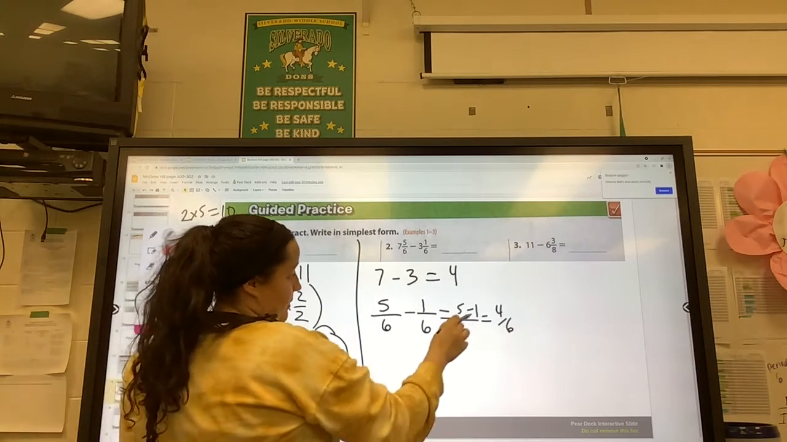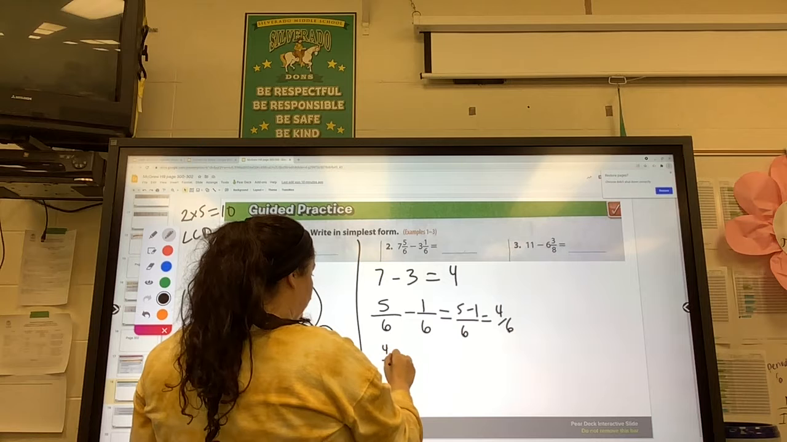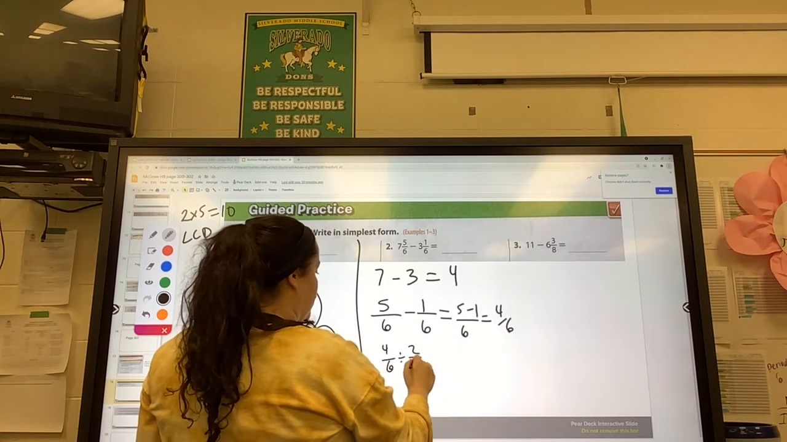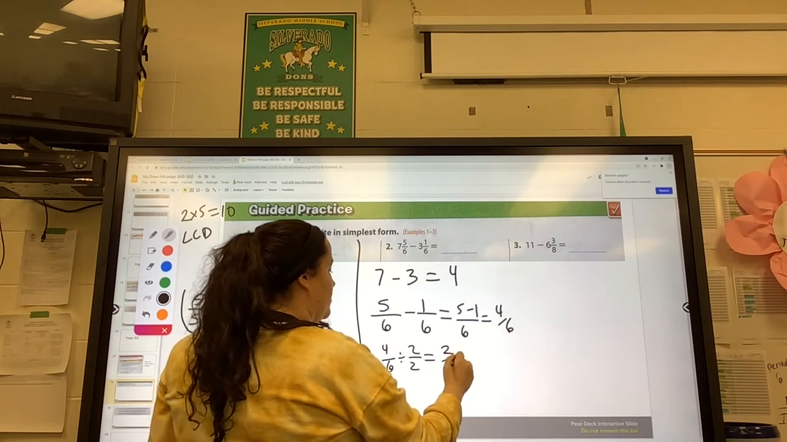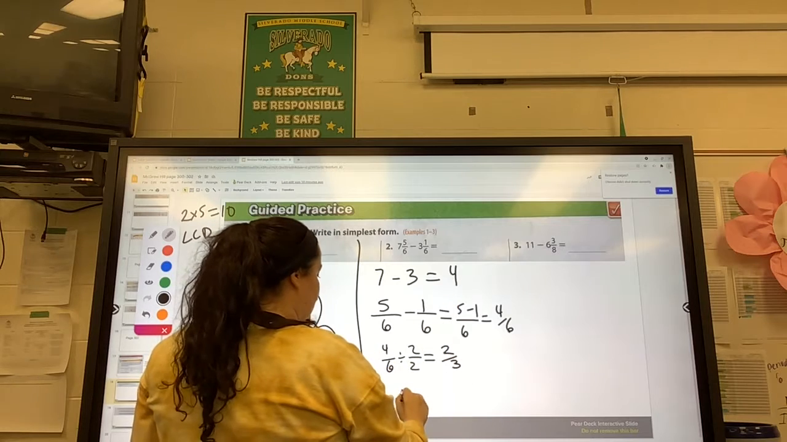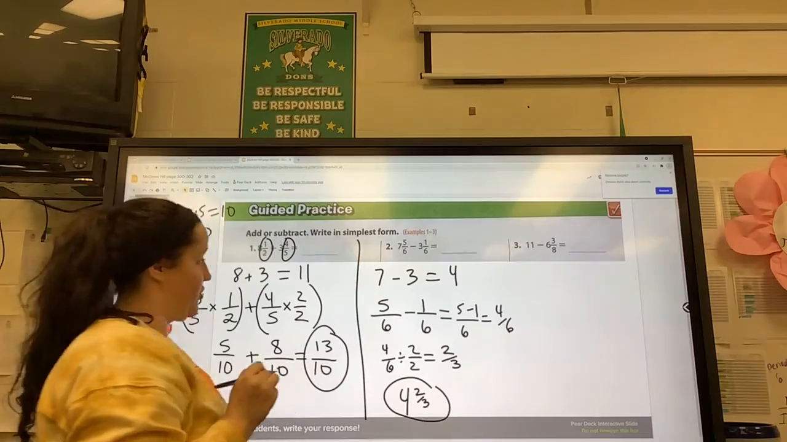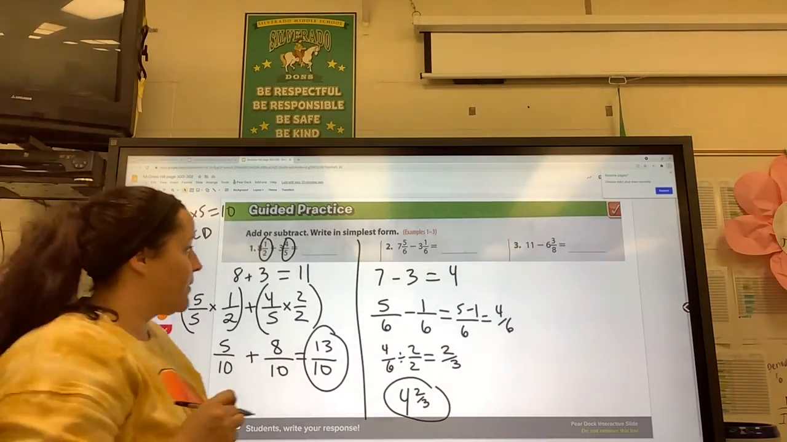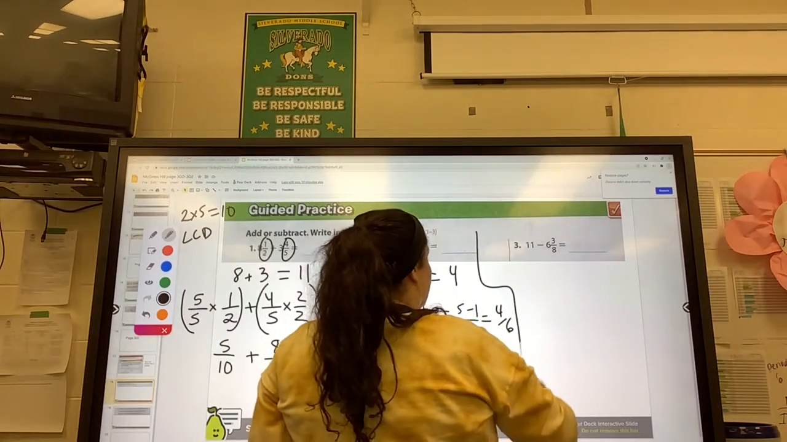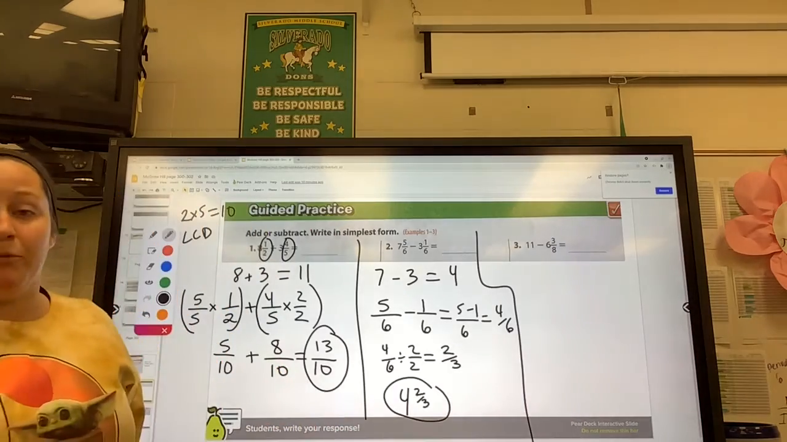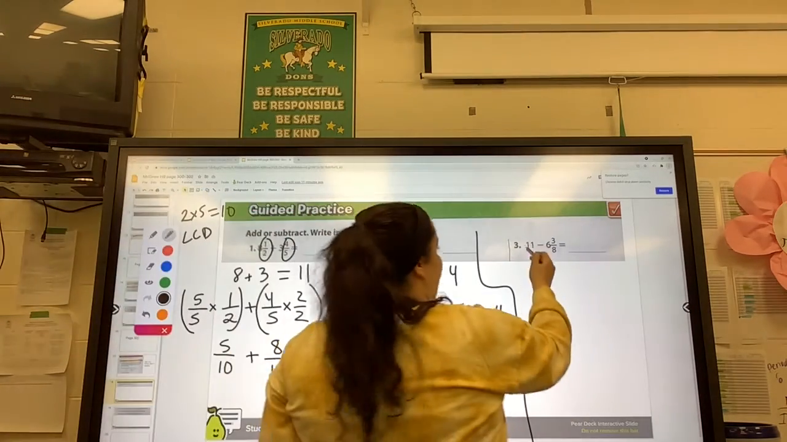You could add them together, but I'm going to reduce this first. Divide by 2 over 2 equals 2/3. Bring it and write 4 and 2/3. You could make that an improper fraction. It's up to you. Last but not least, we are going to have to use one of our improper fraction methods, right? Because there's no fraction in this.